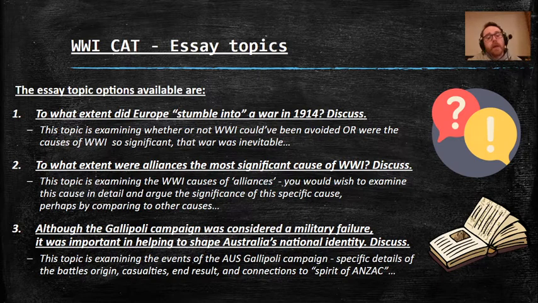Essay topic 3, getting back to some Australia. Although the Gallipoli campaign was considered a military failure, it was important in helping to shape Australia's national identity. So for topic number 3, you're looking at Australian involvement in the war, specifically Gallipoli. Here you can talk about the battles that happened in Gallipoli, the casualties that occurred, the end result, how it was a military failure, and talk about why we celebrate war, why we commemorate war. You could look at the Shrine of Remembrance, you could talk about the spirit of the Anzac. So Australian involvement in World War I, that's topic 3.